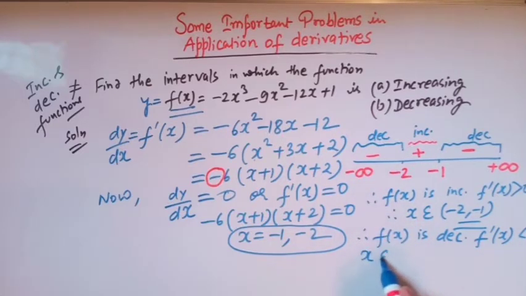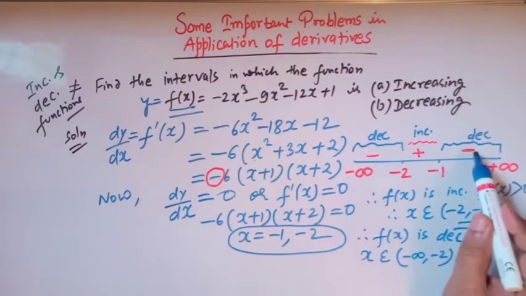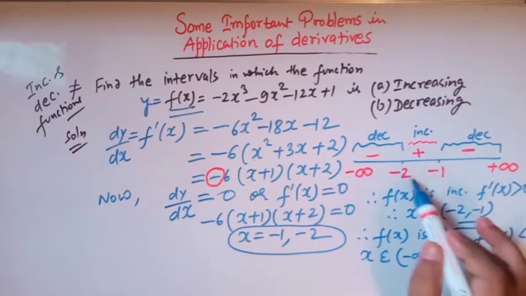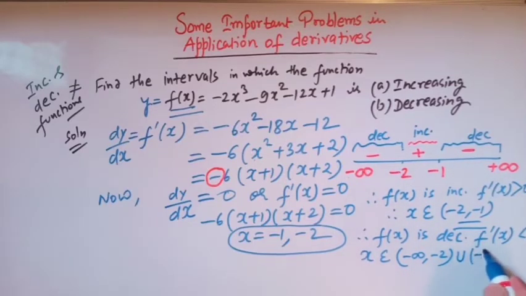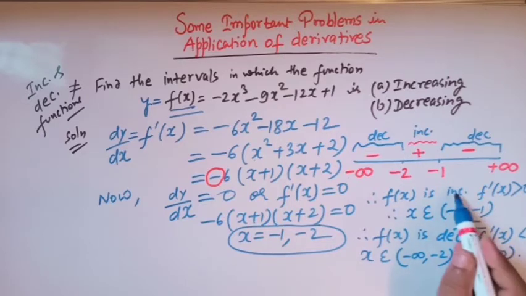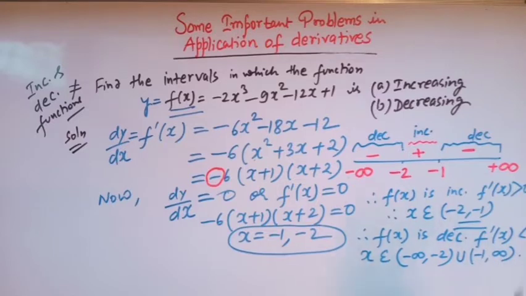So we have x belongs to minus infinity to minus 2, and then we have to leave this interval, then we'll directly come to this interval. So we have union here, so we have minus 1 to infinity, right? So this is the interval in which the function is increasing, and always remember we have to write the condition when the function is increasing and when the function is decreasing, right?